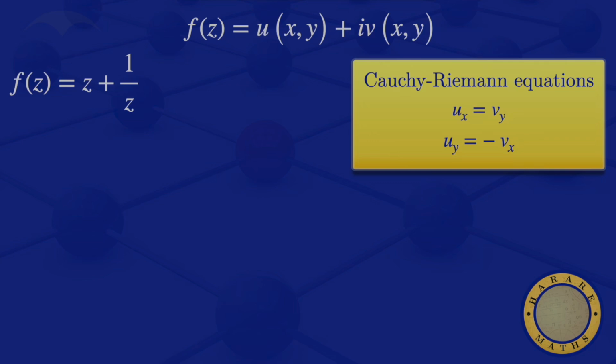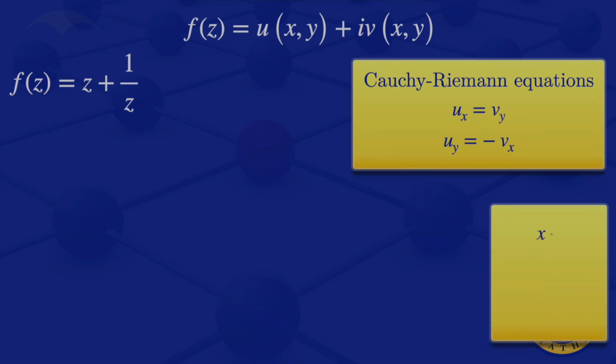A complex number is a number which can be written in the form z is equal to x plus iy, where x and y are real numbers and i is equal to the square root of minus 1. So we substitute this z into our function that we are having here. So we have x plus iy plus 1 divided by x plus iy.